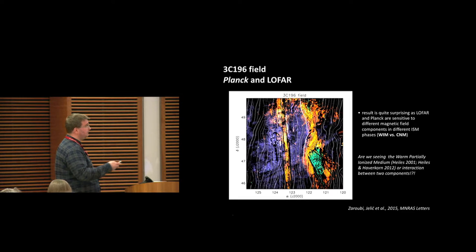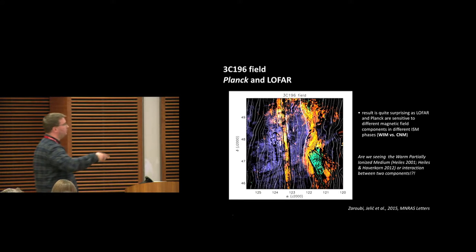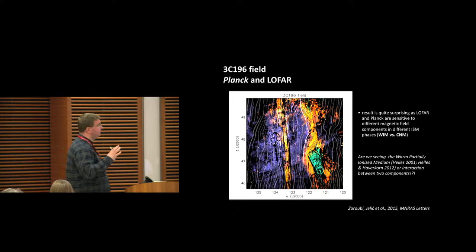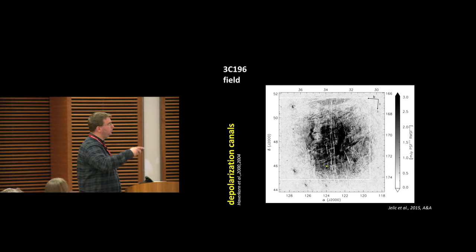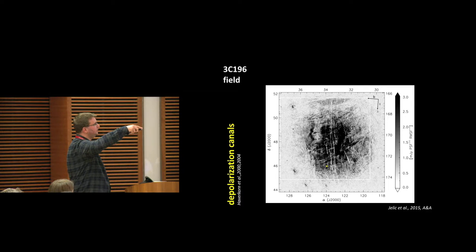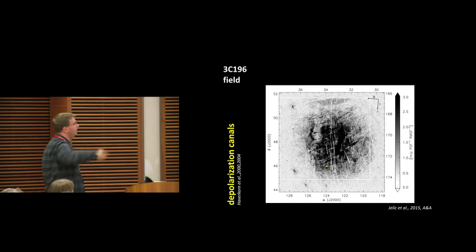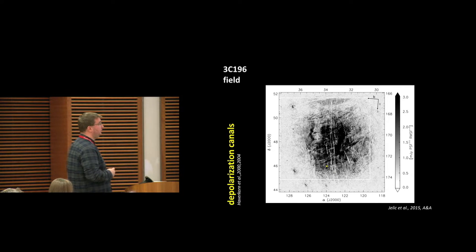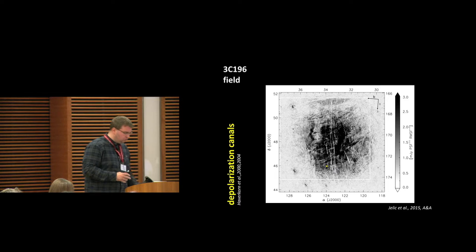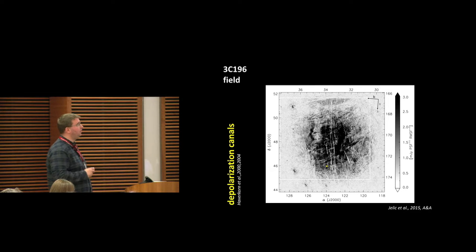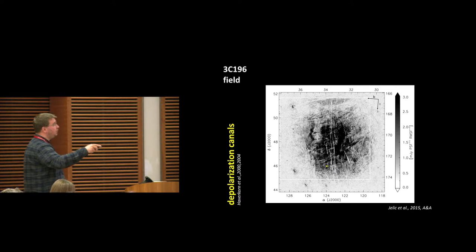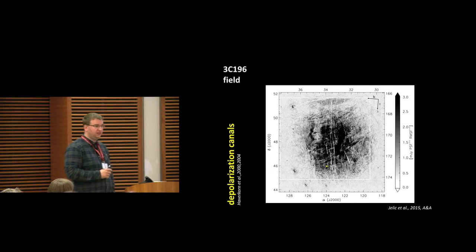In addition to these filaments, we also see a lot of features which we call depolarization canals, which are parts in the sky where we don't detect any emission in polarization. The surprising property of these depolarization canals is that they are extremely straight. Some of them are parallel to the galactic plane, so the galactic plane runs here. But some of them are in random orientations, and some of these features are even perpendicular to the galactic plane. So we also looked at other regions surrounding the 3C196 field, and in all fields we see these very straight depolarization canals, and we have no clue what they really are.